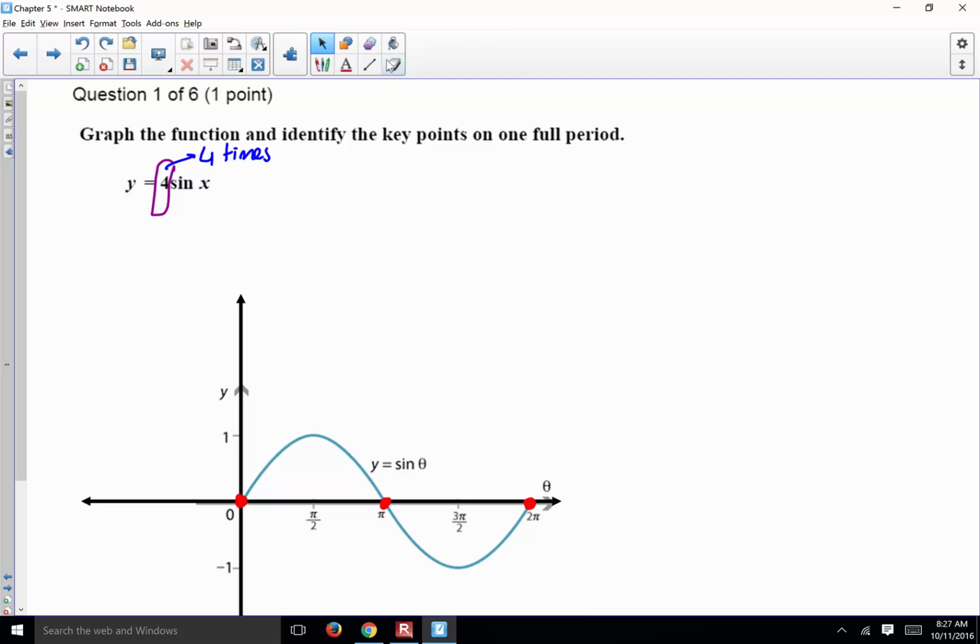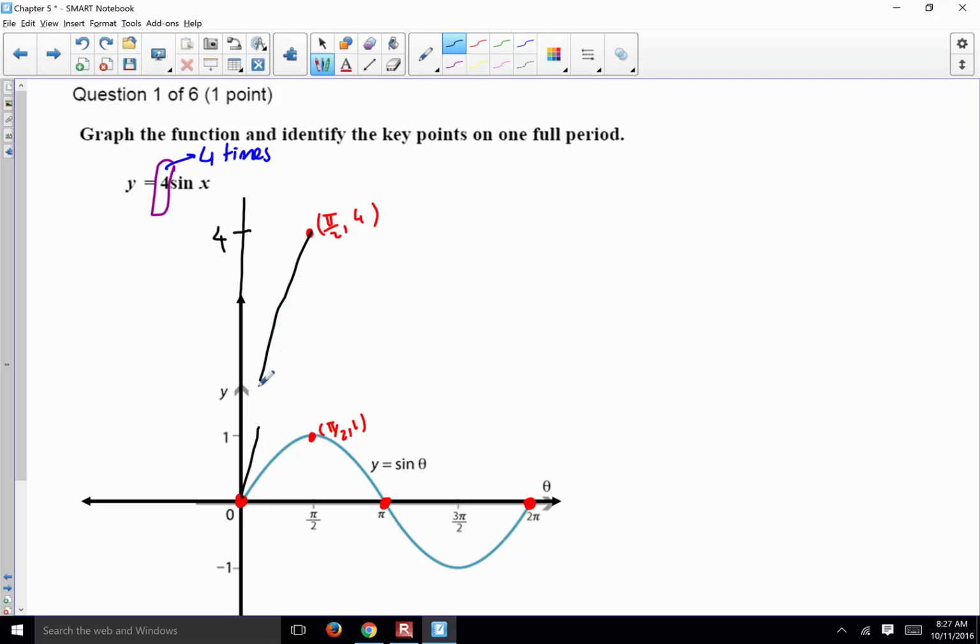Alright, I can't make it bigger, but let's just take this longer. Here's 4. And this point was pi over 2 and 1. It's going to still be pi over 2, but now it's going to be 4 times 1, which is 4. So we are going to move it this high.